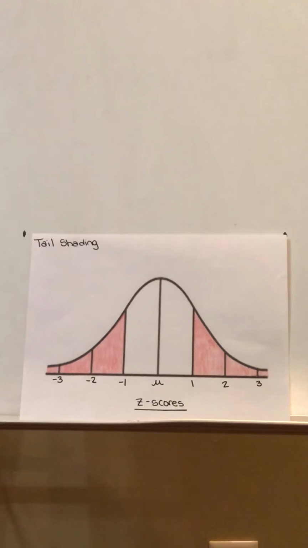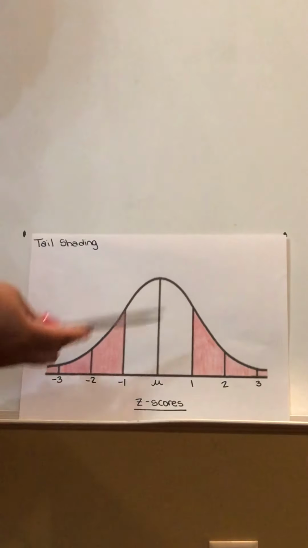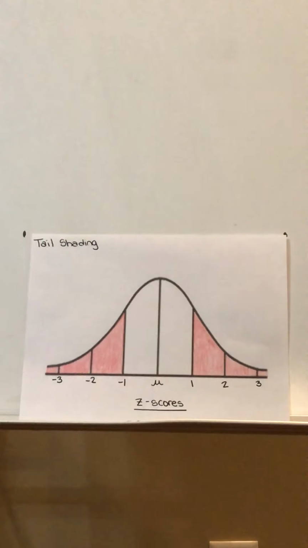A tail shading never crosses the middle. It could come all the way up to the middle and continuously go out to the left or to the right, but it would never ever cross the mean, the middle, cross 0. Your tails would never cross over the middle. So you need to know that your tail shading represents your ends.